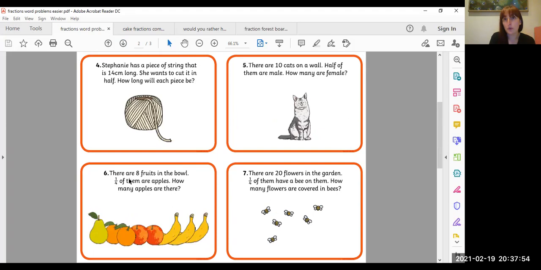They do move on to quarters, all right? So there are a couple of quarters as well, all right? Remember, with quarters, how many groups? 4 groups, okay? 4 quarters.